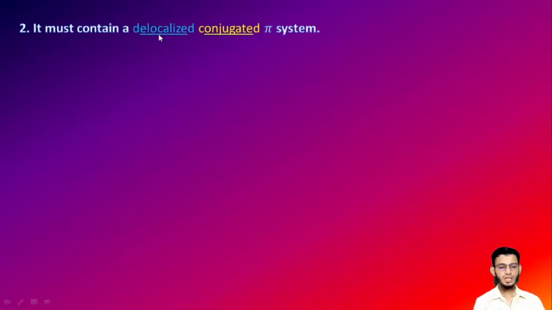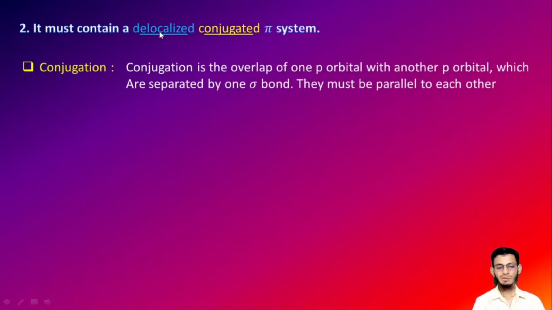Let's go into the second rule. It must contain a delocalized conjugated pi system. What is conjugation and what is delocalization? First of all we should understand it, okay. Conjugation is the overlap of 2p orbitals, and these two orbitals are separated by 1 sigma bond. You can see here, okay. They must be parallel to each other, okay. So from this definition you can understand what conjugation is. It is simply overlap of 2p orbitals which are separated by 1 sigma bond, and these 2p orbitals must be parallel to each other.